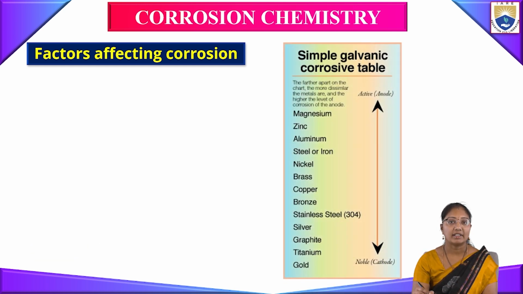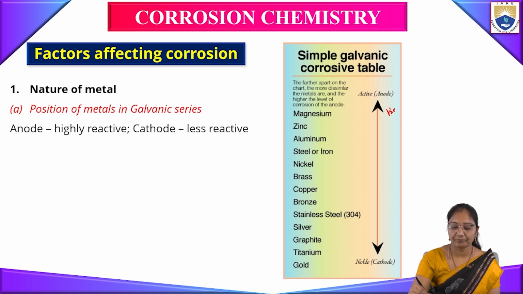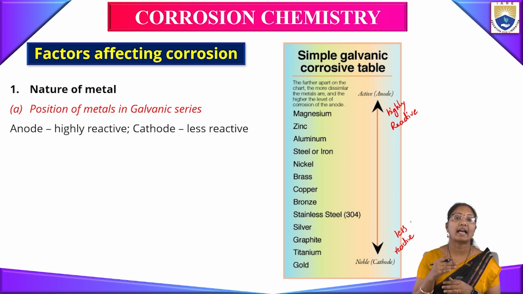So this is the galvanic corrosion table. If we see here, from magnesium to gold, this is the anode. Anode means highly reactive, cathode means less reactive. So the metals present on the anodic side will react very highly, and metals present on the cathodic side, meaning the lower series, will react less.